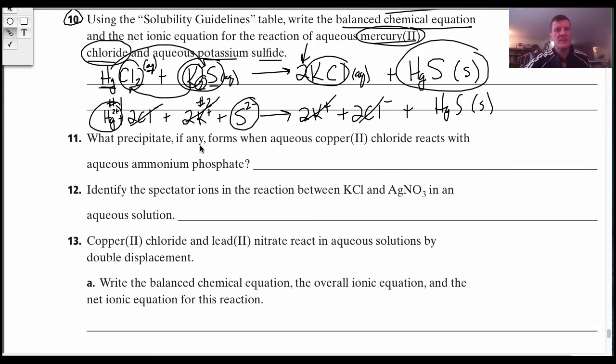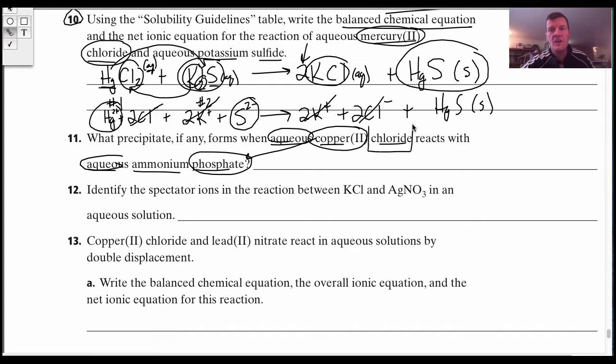All right, what precipitate, if any, forms when aqueous copper 2 chloride, that's aqueous, so that's dissolved, that dissociates, reacts with aqueous ammonium phosphate. This is aqueous as well, so those are dissociated. But when we mix them, the metal from here could combine with the non-metal from there, from the other one. And the chloride could combine with the ammonium. Well, we just check our solubility rules, and if we do, we will see that ammonium, according to rule 1, is always soluble. So I know ammonium chloride is going to be soluble.